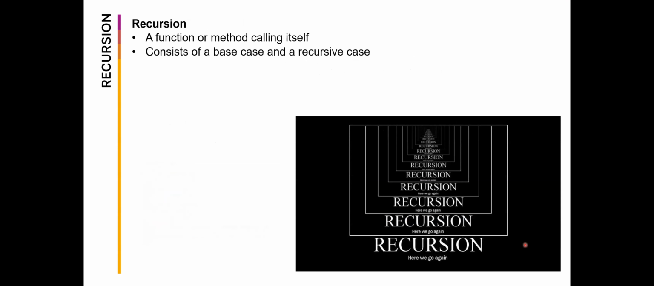All right. So just to summarize what we've discussed. Again, recursion is a function or a method that calls itself, as you can see in the meme here. We have a base case and a recursive case. Again, the recursive case starts or triggers the recursion, while the base case stops the recursion.